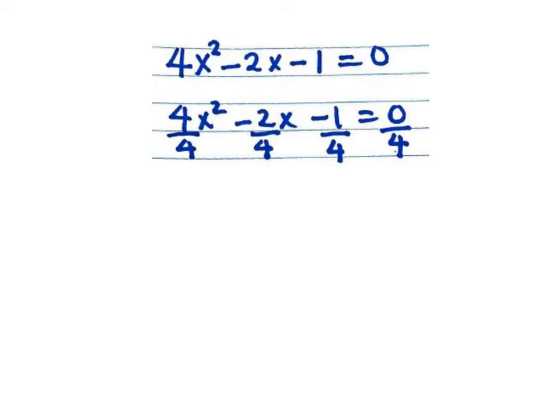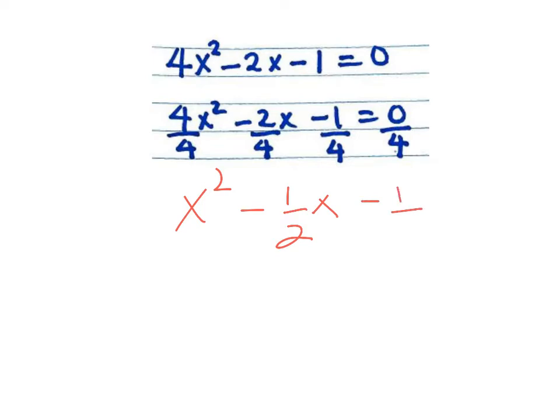So now we have everything divided by 4. We need to simplify each fraction. This 4 divided by 4 is 1, so we're going to be left with x squared. This 2 divided by 4 is 1/2, so we'll be left with minus 1/2 x. Negative 1/4 is already in the simplified form of the fraction, so we're going to keep it like that.